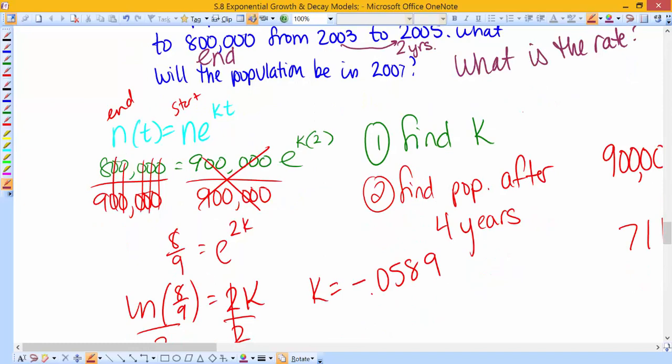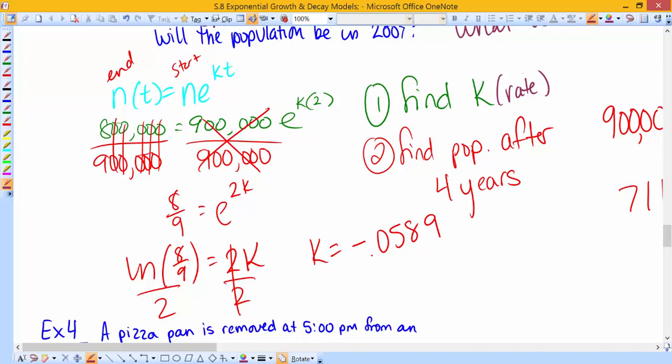So that's my step 1, find k. Don't forget k is the same as your rate. So I'm ending with 800,000. I'm starting with 900,000. And 2 years has passed. So my only variable left is k. So I divide by 900,000, which leaves me with 8 over 9 after all those zeros cancel, equals e to the 2k.